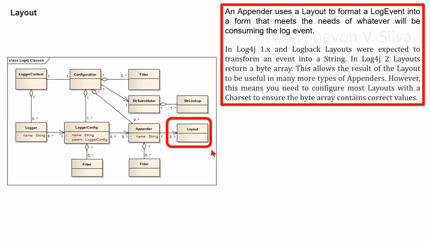Now we are considering a layout. An appender uses a layout to format a log event into a form that meets the need of whatever will be consuming the log event. In Log4j 1.x and Logback, layouts were expected to transform an event into a string. In Log4j 2, layouts return a byte array. This allows the result of the layout to be useful in many more types of appenders. However, this means you need to configure most layouts with a charset to ensure the byte array contains correct values.